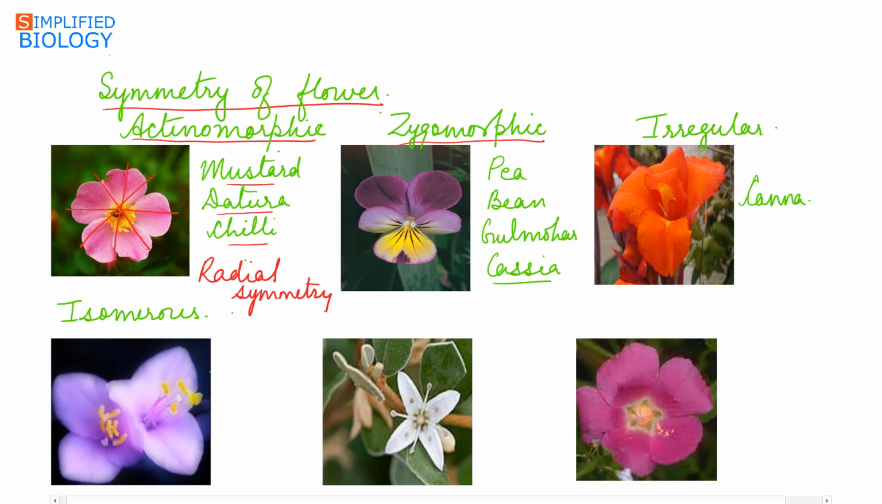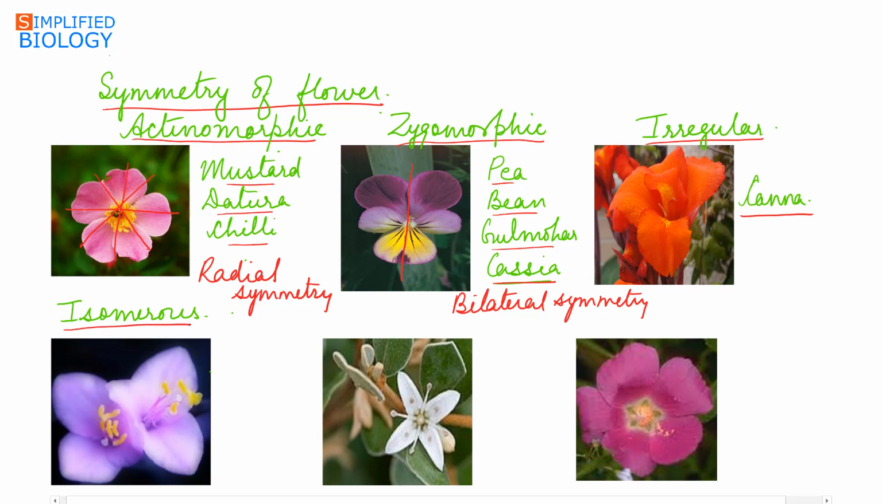Zygomorphic flowers are the flowers that can be divided into two equal halves at only one plane passing through the center. Also referred as bilateral symmetry. Example, pea, bean, gulmohar, cassia. Fabaceae family flowers are zygomorphic. And irregular flowers are the flowers that cannot be divided into two equal halves at any plane passing through the center, or they cannot be divided into two equal halves. Example, canna.